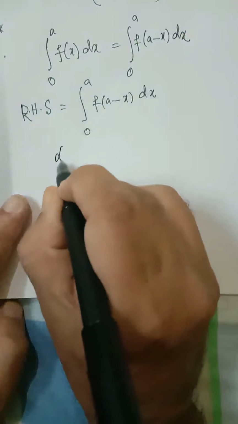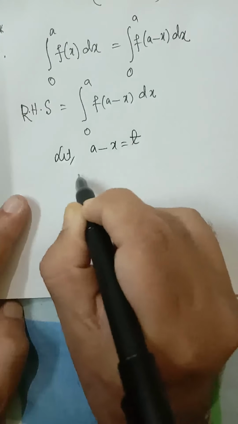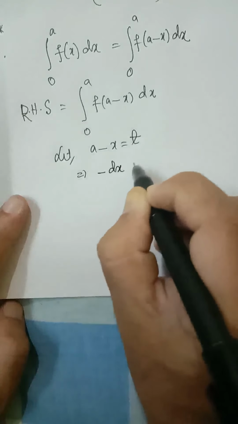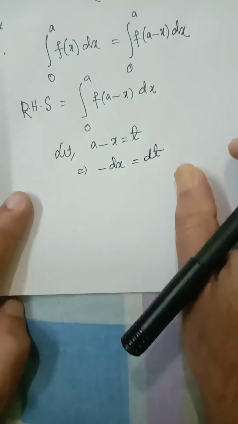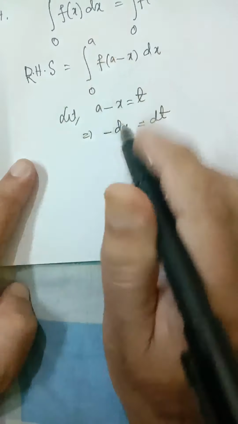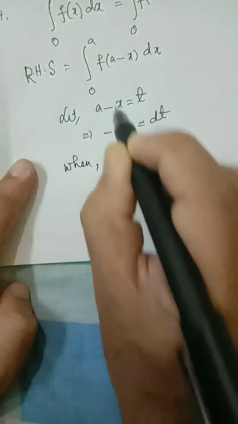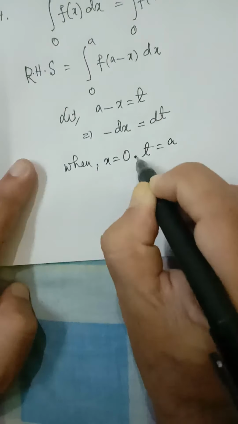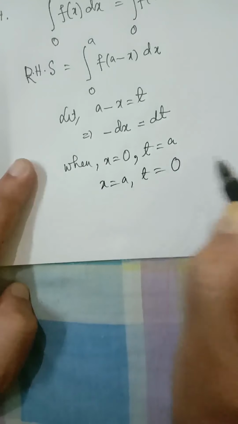Now we will put a minus x equal to t. Differentiating, a is constant, the derivative of the left hand side is minus 1 into dx, so dx is equal to minus dt. Next, we have to change our variable. These are the limits of x; we have to change them also. When x equals 0, t equals a. When x equals a, t is equal to 0.